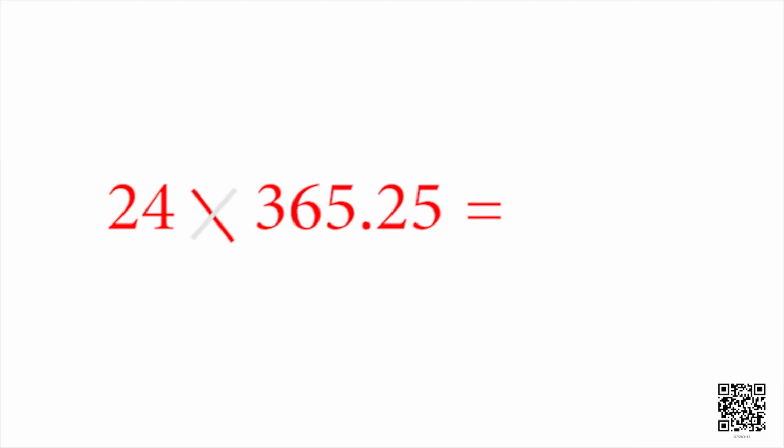Similarly, we can find out the number of hours in a year. As we know, in a day there are 24 hours and there are 365 and 1/4 days in a year. So if we multiply 24 by 365.25, we get the number of hours in a year, that is 8,766 hours in a year.